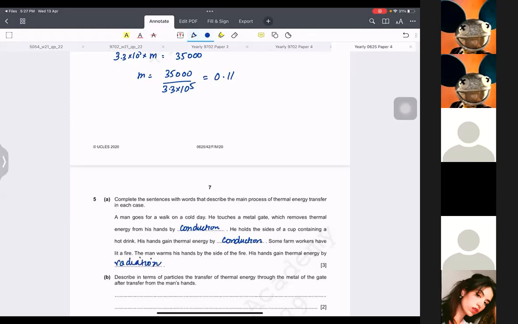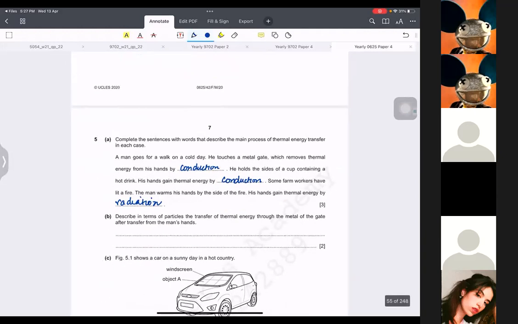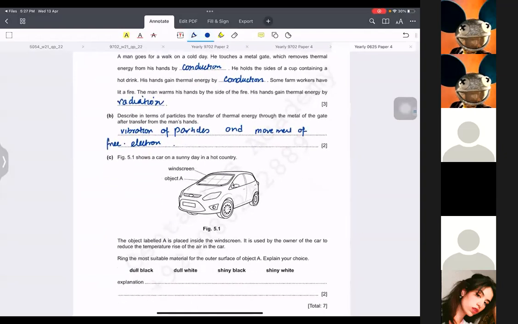All right. Now describe in terms of particle transfer thermal energy to the metal gate from the man's hands, right? So you should always remember that whenever metal transfers energy, it is done through 2 things: vibration of particles and movement of electrons. Which electrons? Free electrons. Okay. Let me know if you have a question.